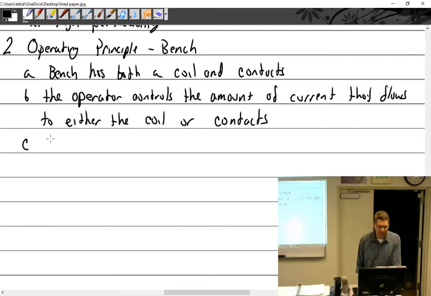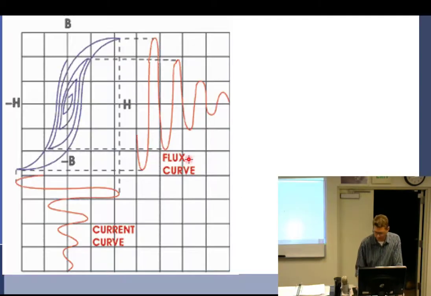All right, so coil and contacts: you control both the current that flows to either the coil or the contacts. I'm not aware of any machine that does them both at the same time. I don't think I'd even want to do that because it doesn't make sense to me. And the reason why is, let me see. Let's look here.